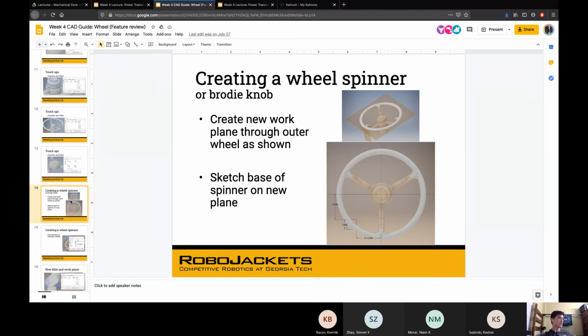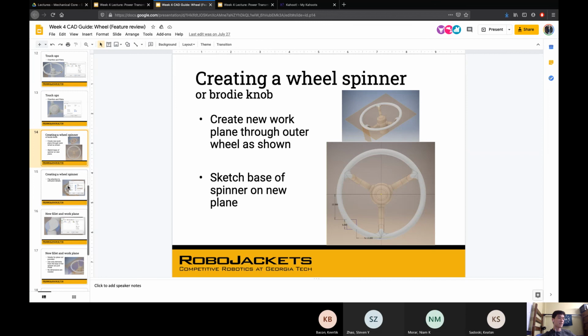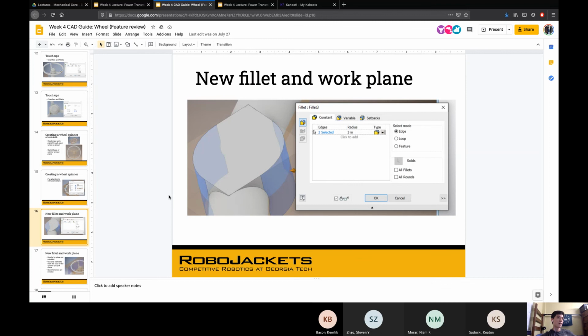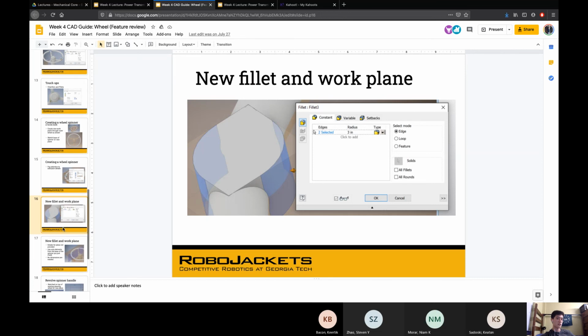And now for the spinner. So the spinner is probably the toughest part of all this. So you're going to create a work plane and make a sketch on it. That's pretty easy. And then you're going to create a symmetrical extrusion. So instead of going straight up or straight down, it's going to go both. And then you're going to fillet it to the sides so it gets this dual teardrop shape.